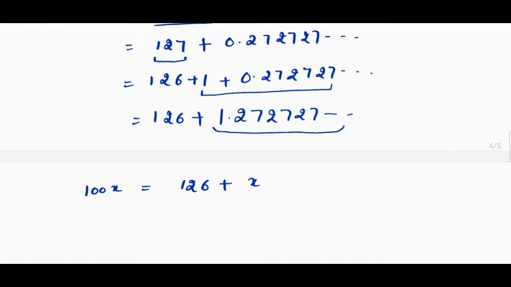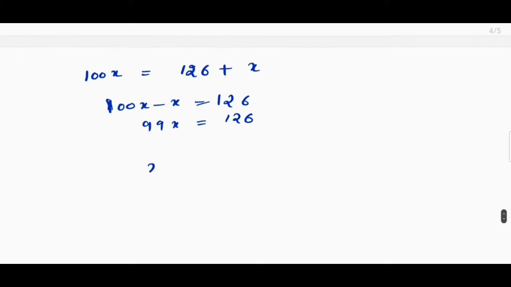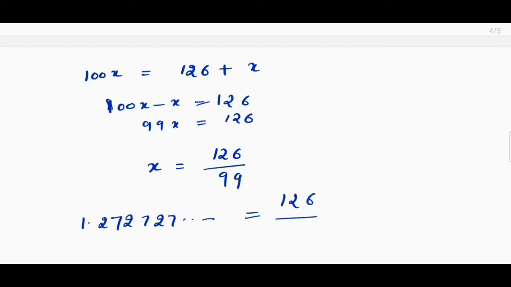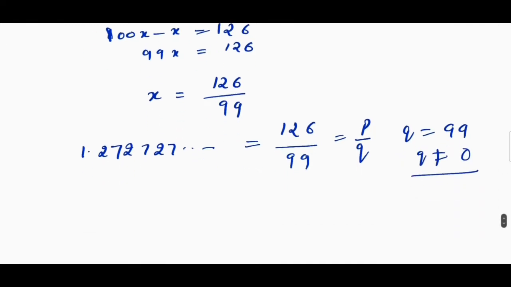So now I will solve this equation for x. So this will become 100x minus x, which is equal to 126. So this will become 99x equal to 126. So x is equal to 126 divided by 99, and this x, which I have taken as 1.272727 and so on, is equal to 126 divided by 99. So I have represented this number in P upon Q form where Q is equal to 99 and this Q is not equal to 0. It means this is a rational number.